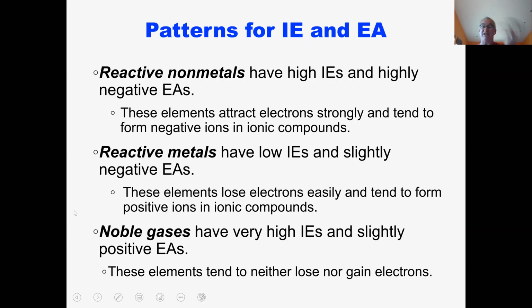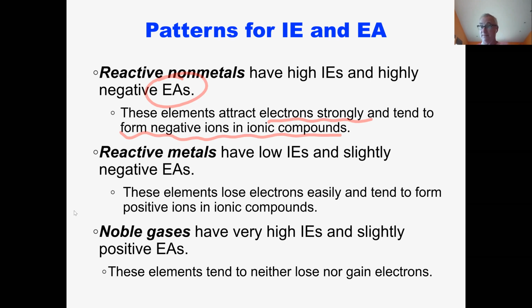So let's just look at the relative patterns. Reactive nonmetals, halogens, oxygen, sulfur, nitrogen, have high ionization energies. They don't want you to take their electron away, but they have highly negative electron affinities, meaning they do want another electron. Yes, I'll have another electron, thank you very much. They attract electrons strongly and tend to form negative ions.